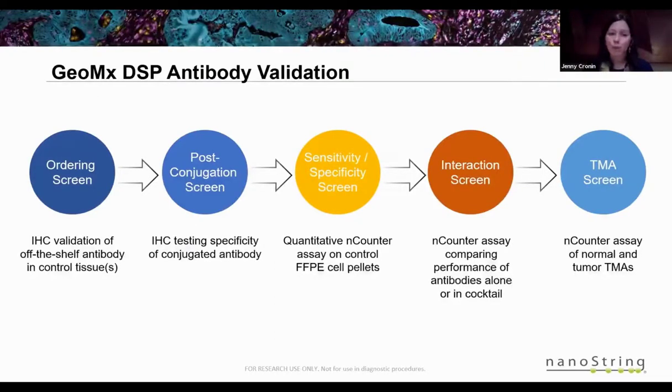Next, they go through a post-conjugation screen to test the specificity of the conjugated antibody. In the third step, we go through a sensitivity and specificity screen. Then an interaction screen to make sure all the antibodies will work in combination with one another. And finally, we go through a TMA screen to ensure that the antibodies perform as we'd expect in real tissue.